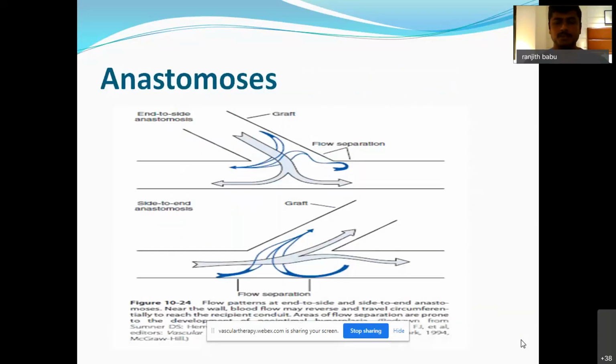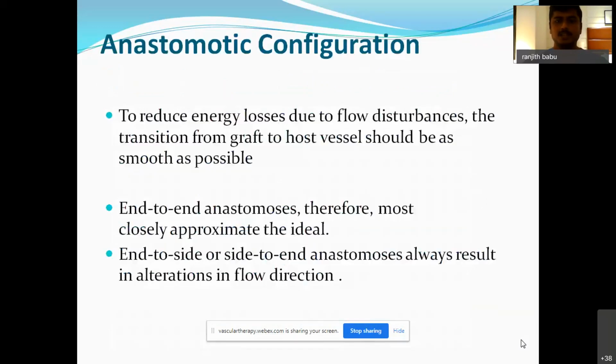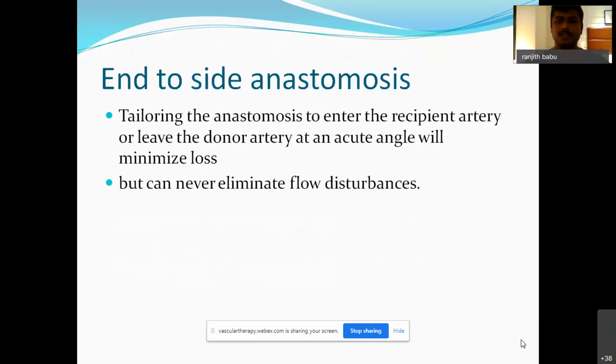Next thing, while constructing an end-to-side anastomosis, there will be some energy loss due to these flow separations. To reduce this energy loss, the transition from the graft to the host vessel should be as smooth as possible. So the end-to-end anastomosis is the ideal one according to the hemodynamic principle. But while constructing the end-to-side anastomosis, we can reduce the pressure loss by reducing the angulation between the recipient artery and the donor artery. If it's an acute angle, it will minimize the loss, but it can never eliminate the flow disturbances.